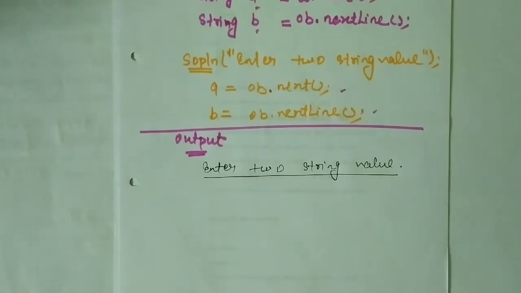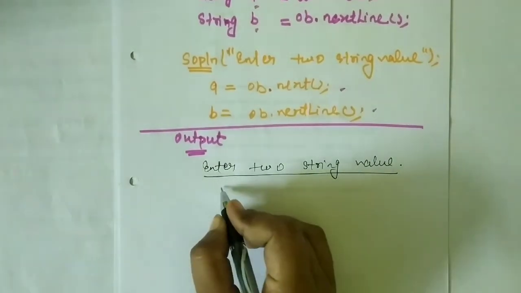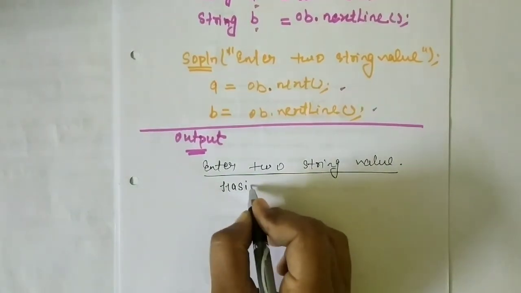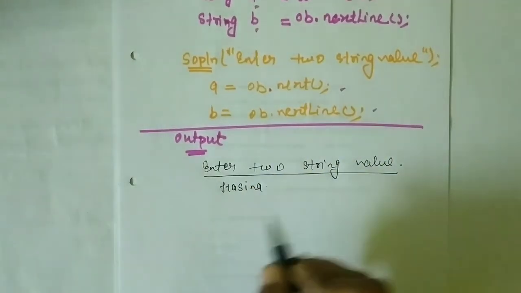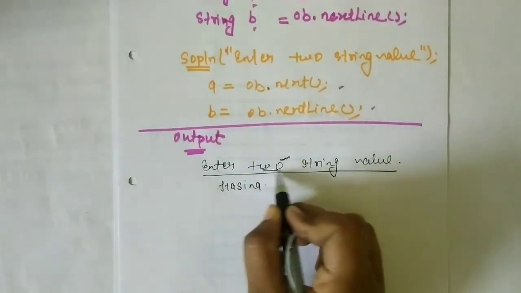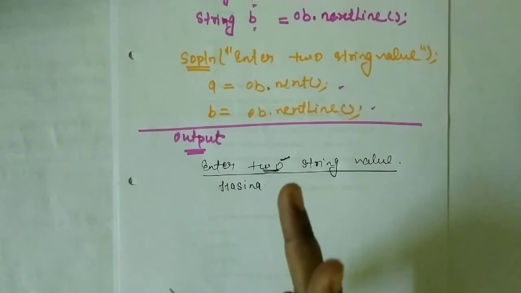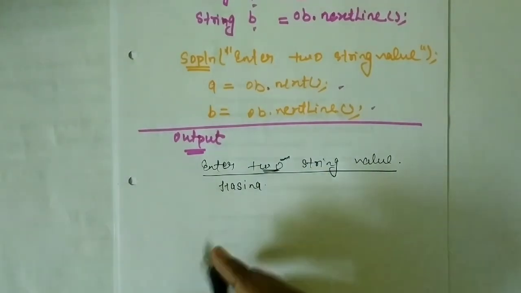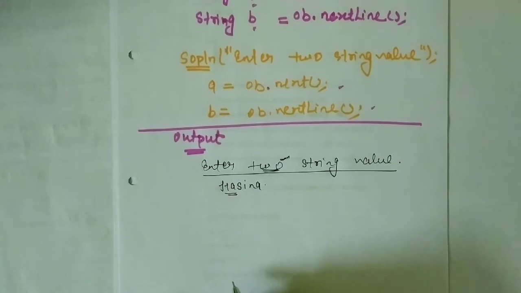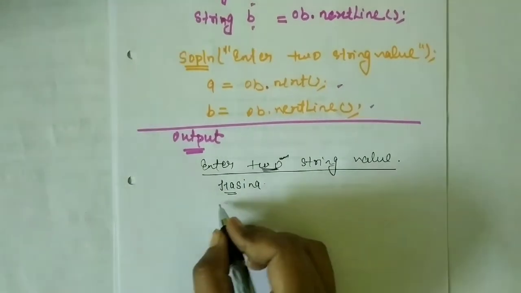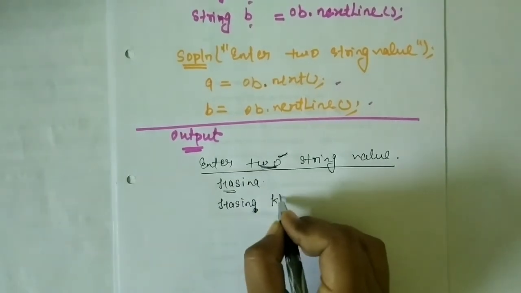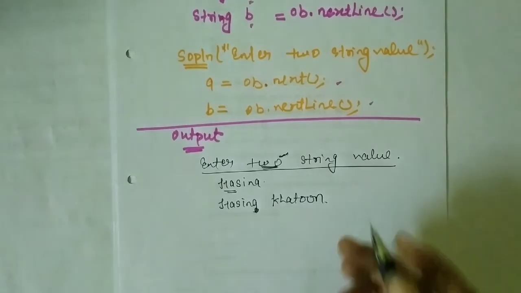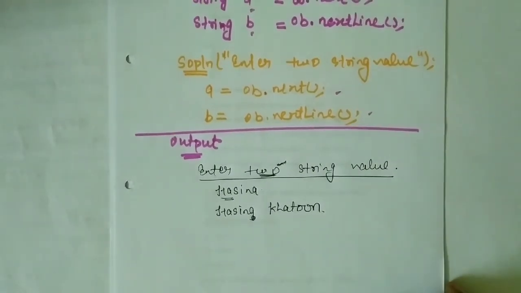Suppose I am a user now, and I write my name, that is Hasina. Because it is asking for two string values, we have to enter two values. In the first value I entered Hasina, and the second value is Khatun. So here two values are accepted by the program.